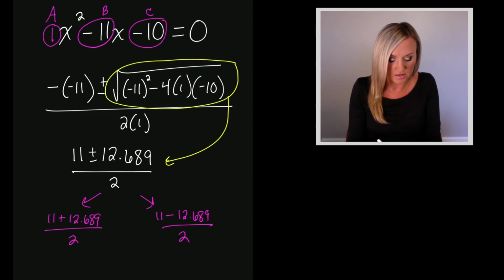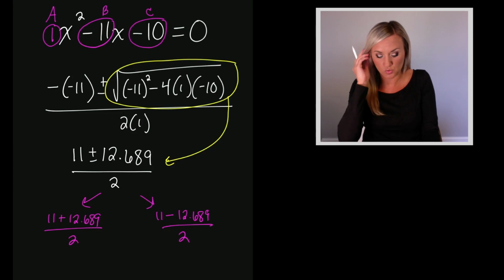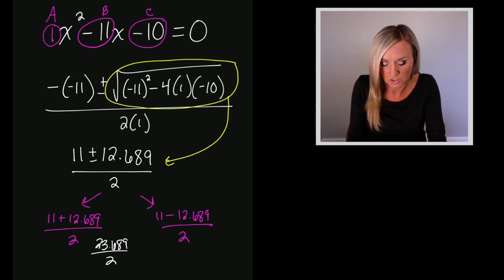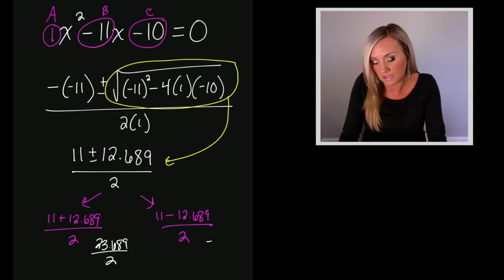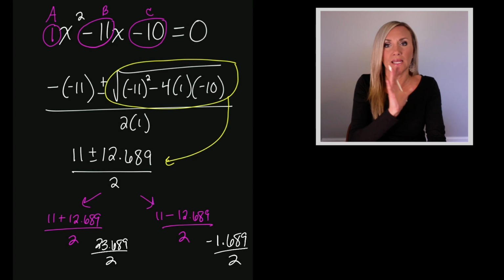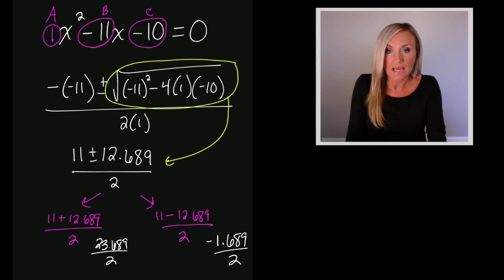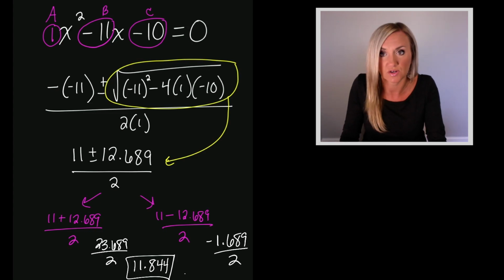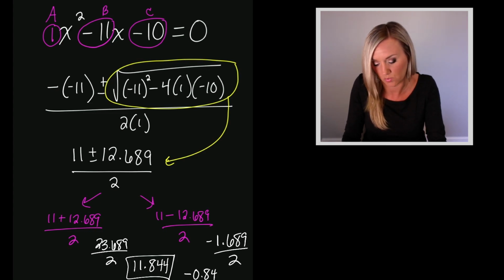And then, so you have 11 plus 12.689, which is going to be 23.689 divided by 2. And then over here, it's going to give us a negative 1.689 divided by 2. We're just adding and subtracting the numerator. And then a final answer is 11.844. And then the negative 1.689 divided by 2 is going to give us a negative 0.845. And those are the two solutions.